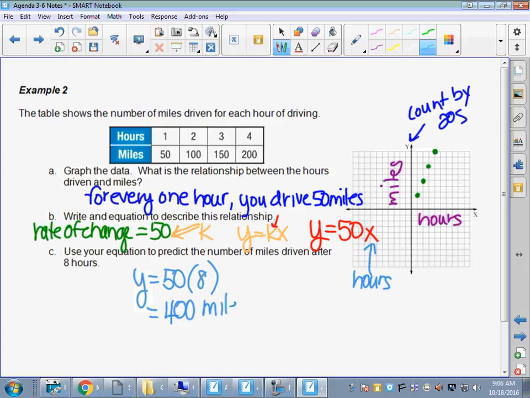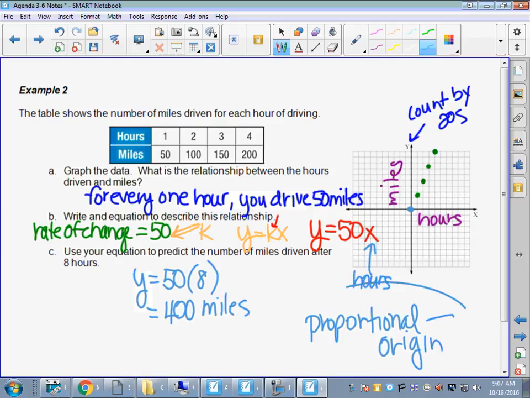Sorry. In 8 hours. Look good to everybody? That seems pretty easy, right? Does this equation go through the origin? If we drive 0 hours, how many miles will we go? So it does go through the origin, so this is a proportional relationship. It goes through the origin and it has a rate, or a k, or a constant of variation.